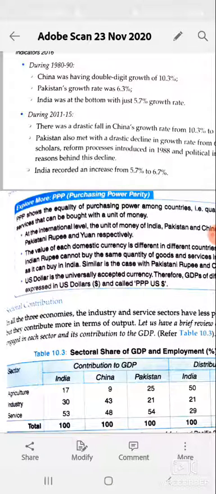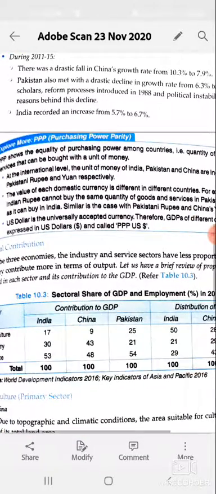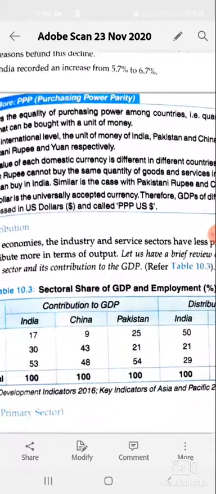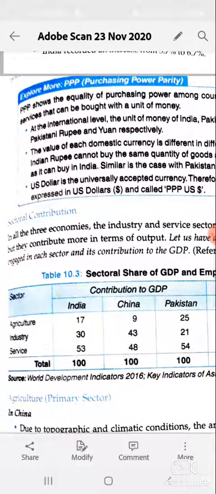Let us start with sectors. We have the GDP, and then the three sectors: primary, secondary and tertiary, which are known as agriculture, industry and service sector. Now let us study table 10.3, about sectoral growth.